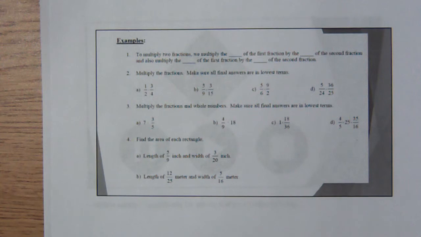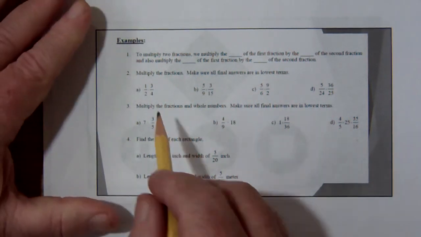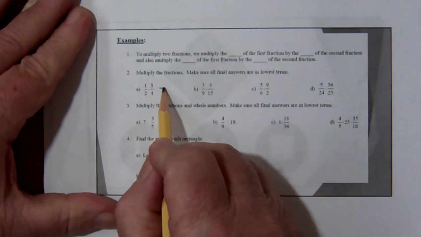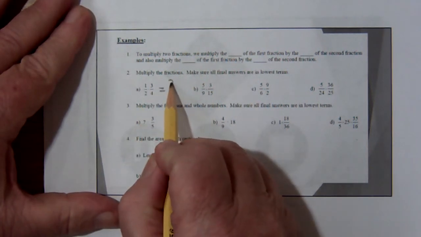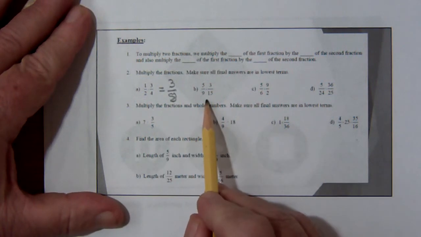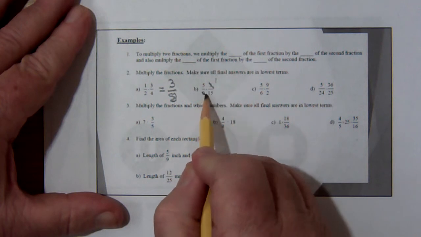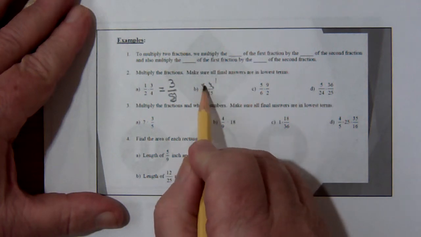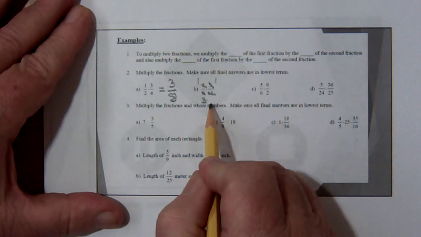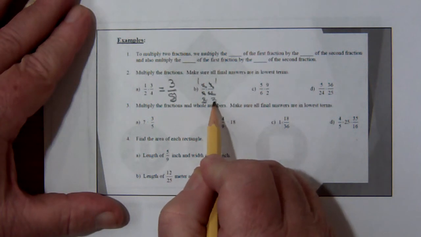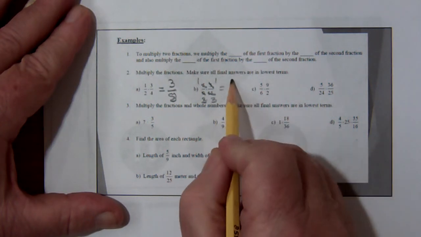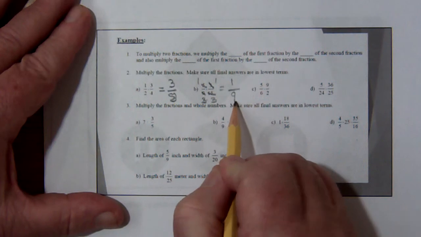Okay, I am back, and so now we're going to multiply the fractions, making sure that the answers are in lowest terms. So I multiply across the top and the bottom, and I get 3 over 8. Now here I can use the shortcut because I can say 3 goes into 3 once, 3 goes into 9 3 times. 5 goes into 5 once, 5 goes into 15 3 times. So this is going to be 1 over 9.